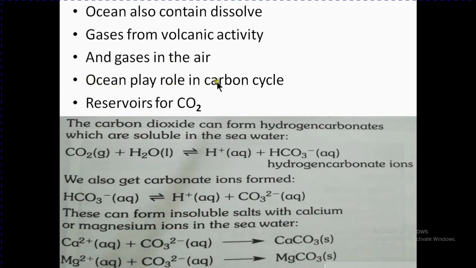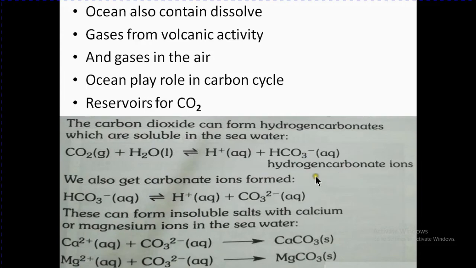Oceans play a role in the carbon cycle, as a reservoir for carbon dioxide. The carbon dioxide can form hydrogen carbonate ions, which are soluble in seawater. So here you can see carbon dioxide plus water. It's in gaseous form and it's liquid. So it's a reversible reaction. Hydrogen ions form and hydrogen carbonate ions form here.